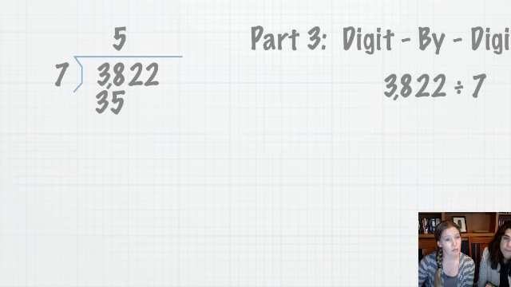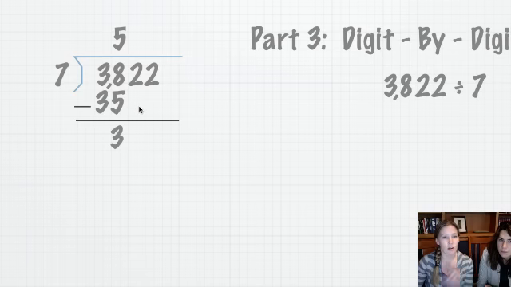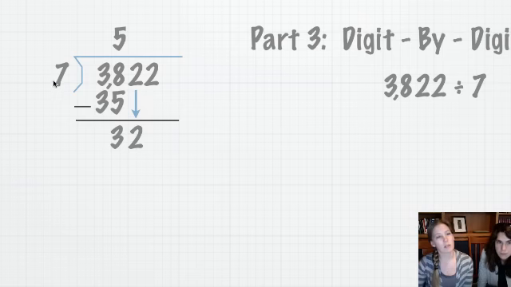7 times 5 is 35. Then I just deal with these numbers. Again, I'm going digit by digit. So I subtract, I get 3. Now I'm bringing down one digit, my 2, my next one over. So now I'm dealing with just the number 32. So 7 goes into 32 how many times without going over? And we get 4. Again, notice one digit.